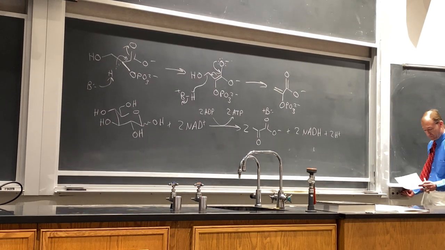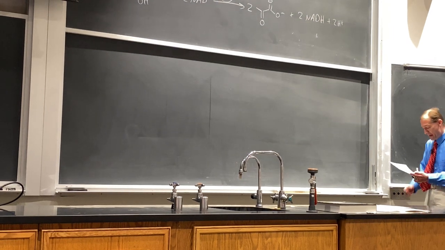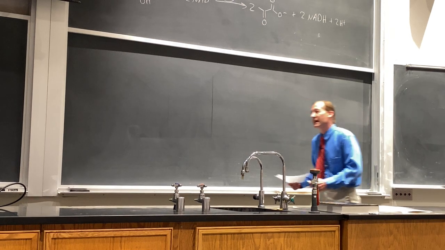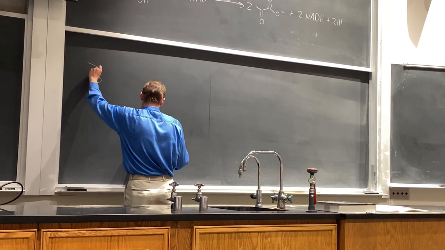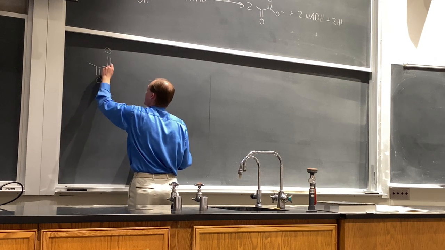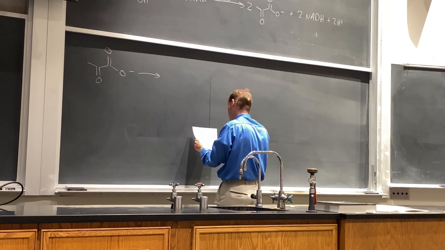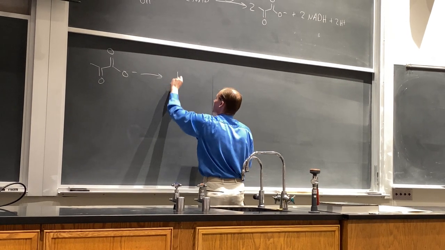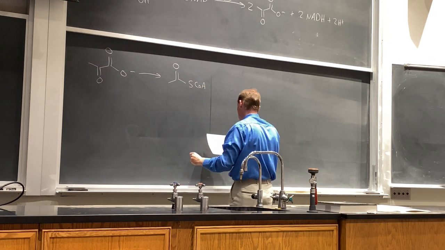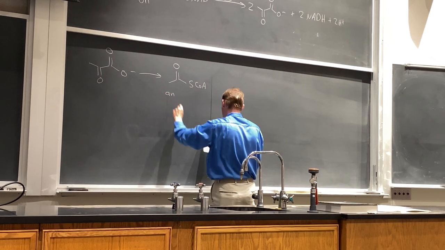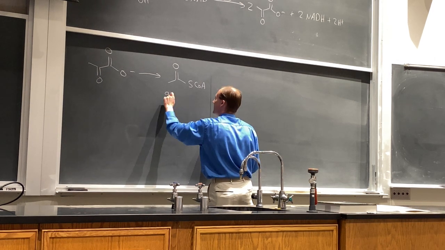So then we have to consider the fate of the pyruvate. What happens to the pyruvate? And that depends on the conditions. It also depends on the type of organism. So pyruvate can be converted into acetyl coenzyme A. This happens under aerobic conditions.